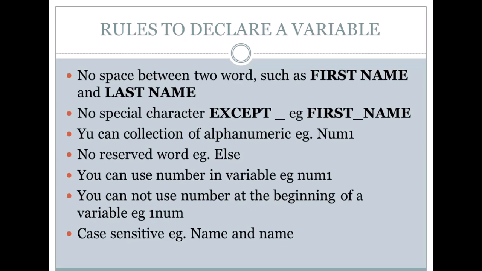So next is no reserved word. Like I said earlier in our day one, I'm still saying it again: no reserved word. You cannot use a reserved word like else, if, elif, yes, no, or, and all those things, which are special words in Python. You cannot use those words to declare a variable. You're going to run into a whole lot of errors.